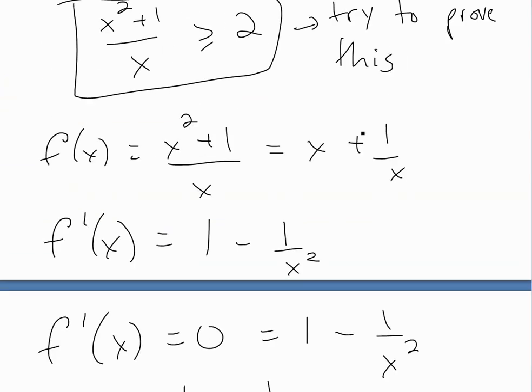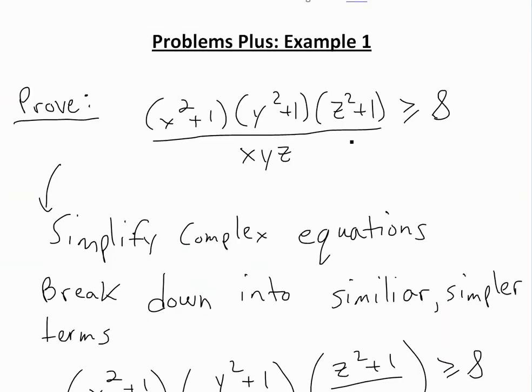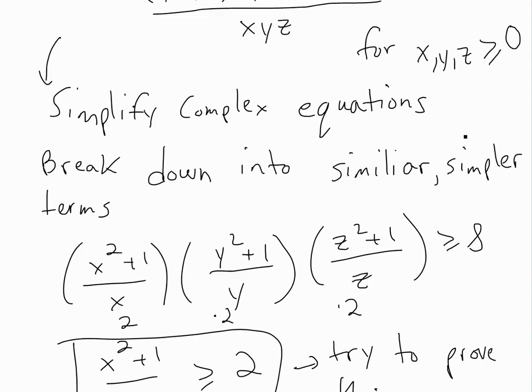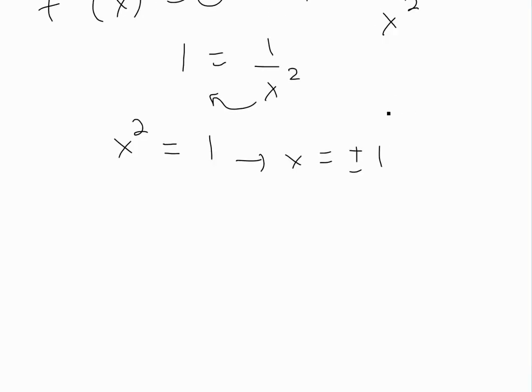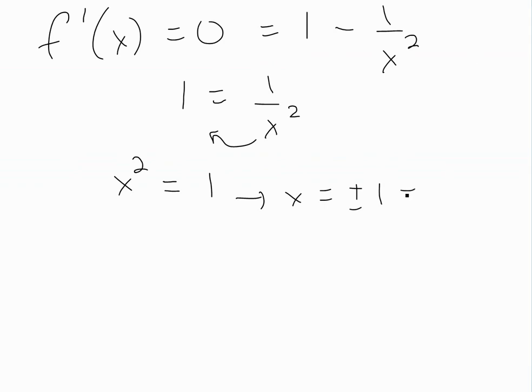But I forgot to mention that in this problem, x, y, and z are greater than or equal to 0. So going back to this one, since x is greater than or equal to 0, we only look at the positive solution, so x equals 1. This is the critical number.